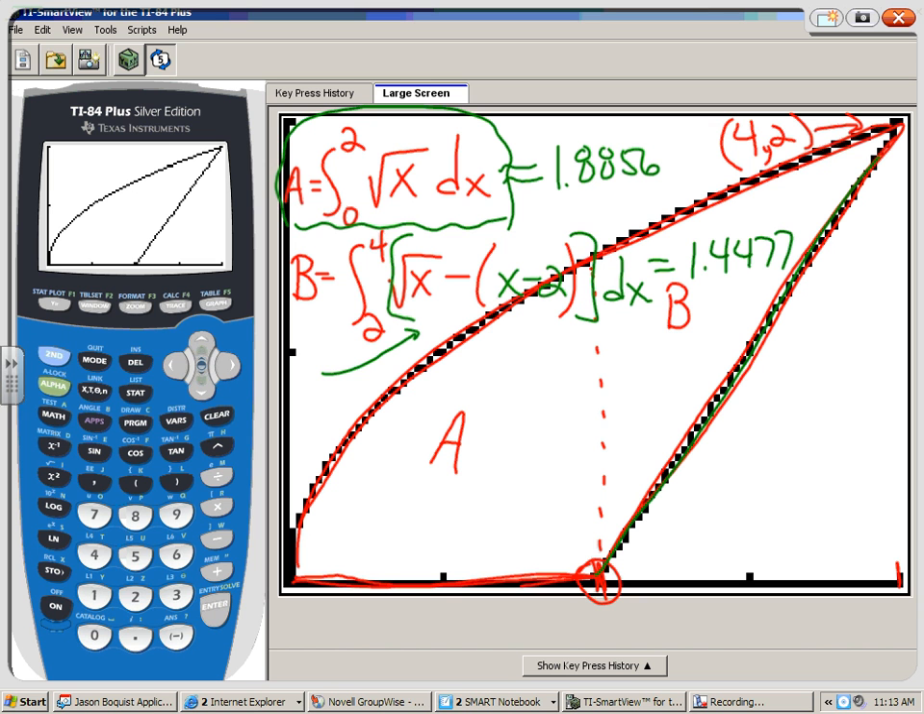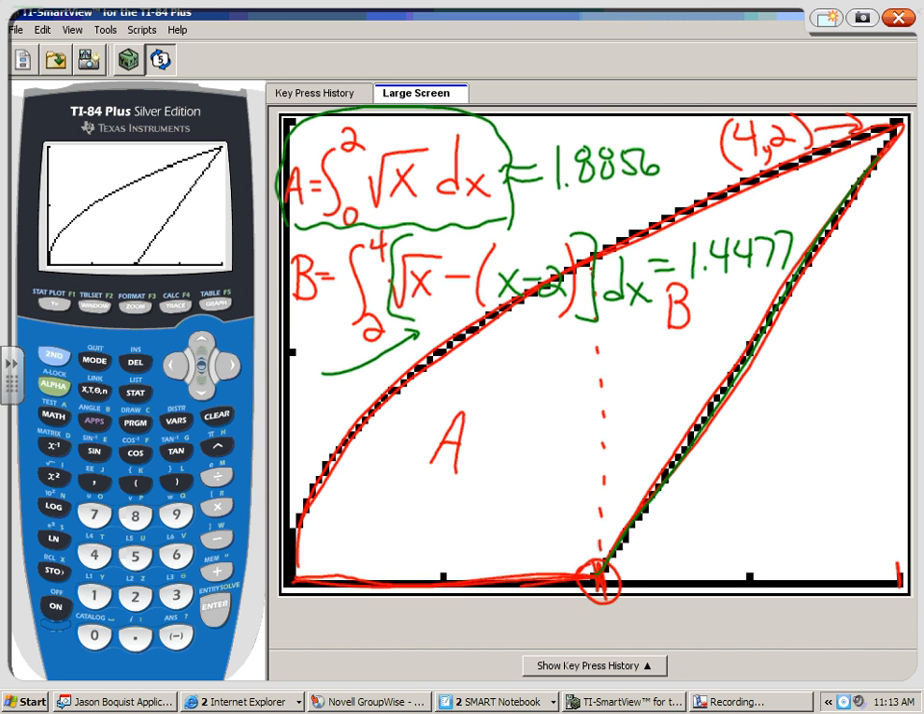So if you add A and B together, you get approximately, not too hard. Add those two together. 3 point, a lot of threes, right? It's about 3 1/3.